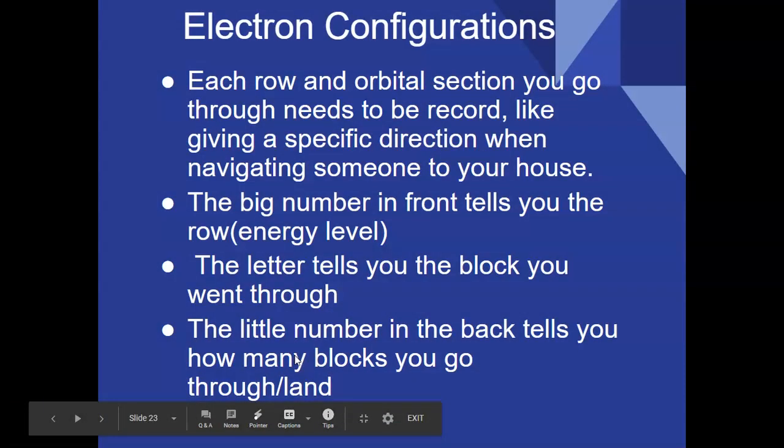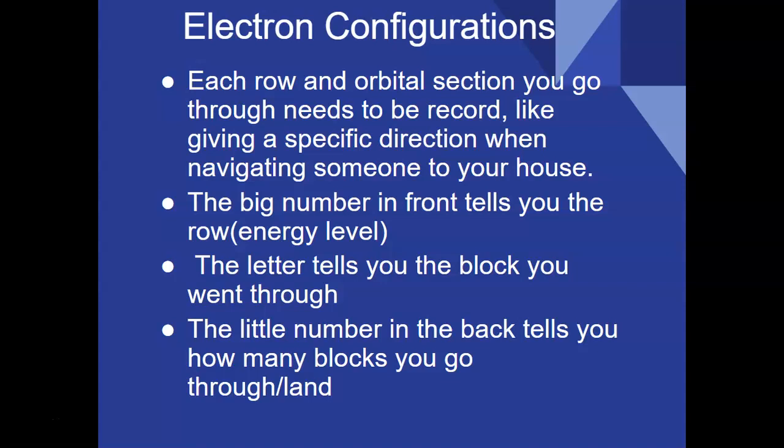Each row and orbital section you go through needs to be recorded, just like you would give specific directions when you're navigating to someone's house or a specific building. If you put it into GPS, it'll say, in a quarter mile, turn left onto Albemarle Road, or Route 21, or merge onto 77. Those are specific directions. You're going to do the same thing.